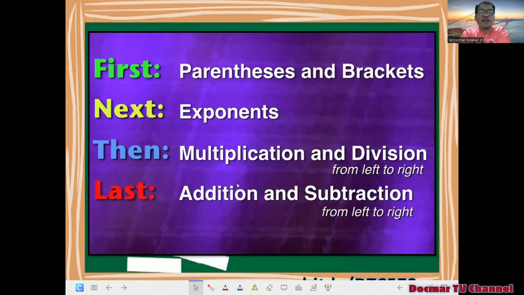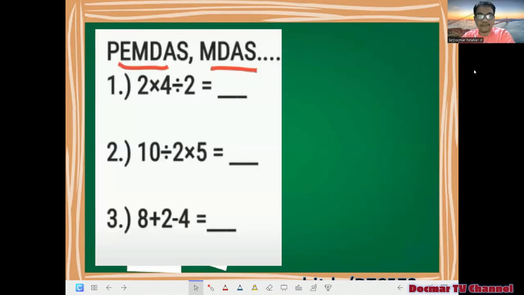Just a reminder, if our expression has parentheses and brackets, we have to perform them first. Next will be exponents, then multiplication and division. In multiplication and division, we have to remember the rule, we do it from left to right. And the last one is addition and subtraction. This will be from left to right also. So we have examples, from PEMDAS to MDAS.